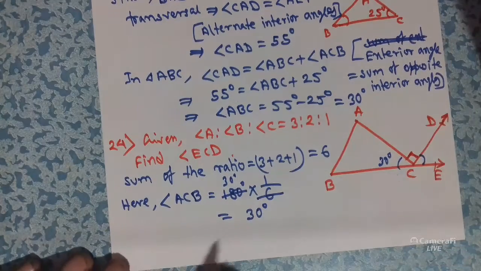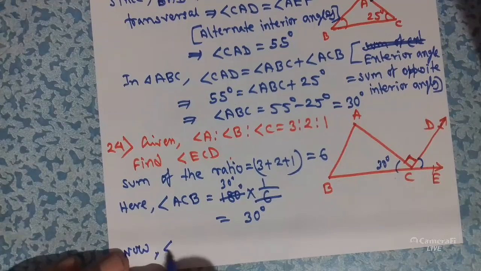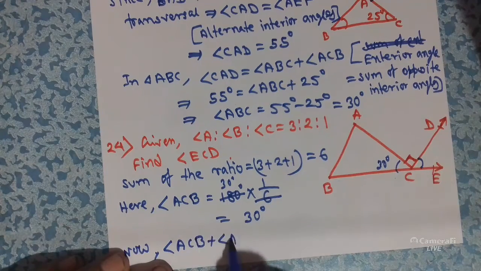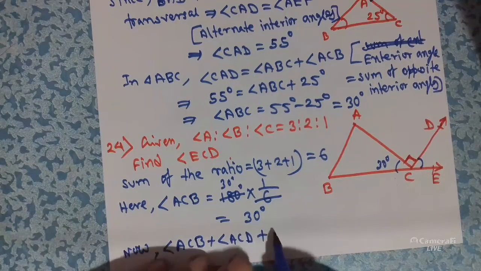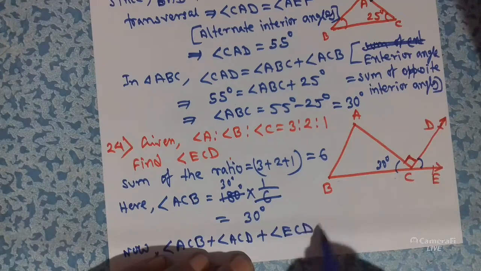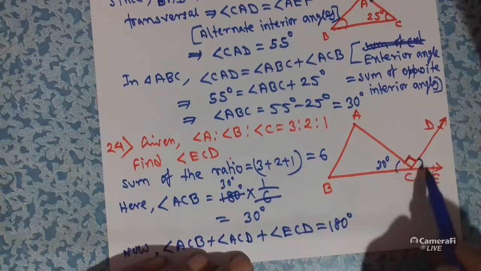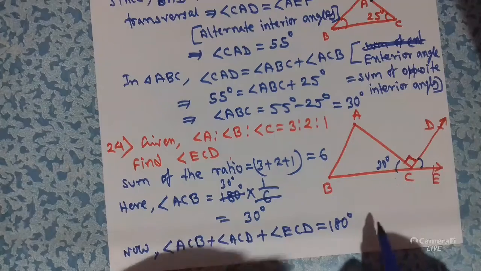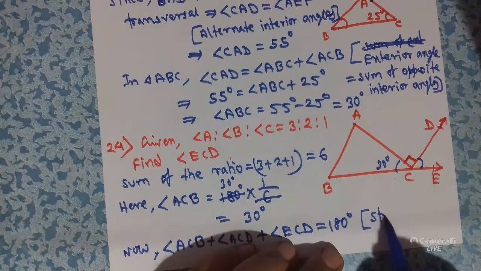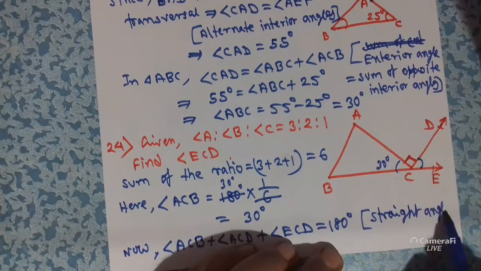So now angle ACB plus angle ACD plus angle ECD is equals to 180 degree. Why it is 180 degree? Because it's a straight angle. So here we have to write it's a straight angle.